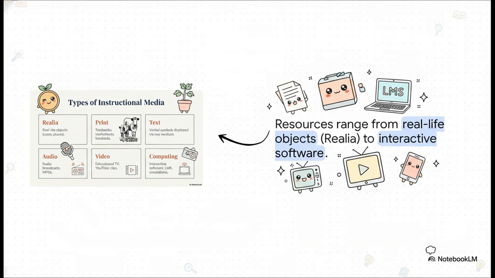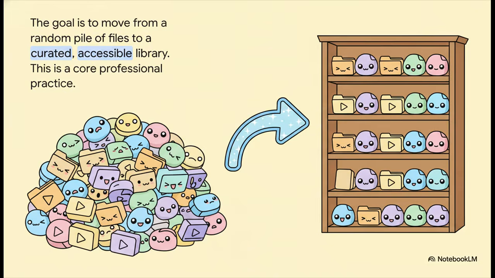And just look at how diverse your toolkit is. We're talking about everything from real-life objects, we call that realia, things like actual coins or plant samples, all the way to the usual suspects like printouts, audio, video, and of course the big one, software that lives inside your school's learning management system, or LMS. And this is so important. Getting organized isn't just about being neat. It's a key part of being a professional. Think about it. When your system is organized, you can grab that perfect resource right when you need it. It makes your teaching so much more powerful and on the fly.